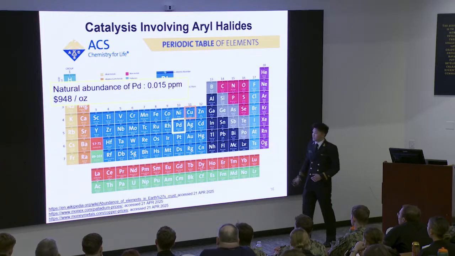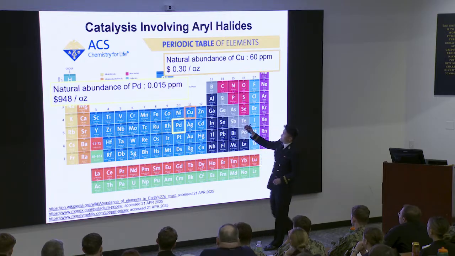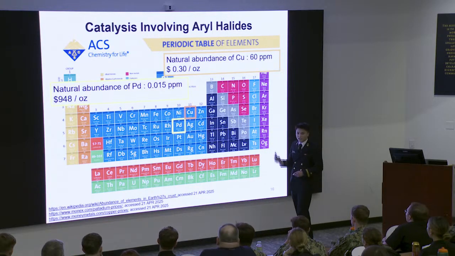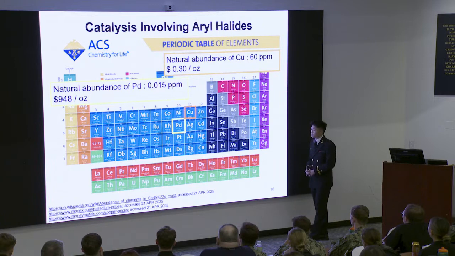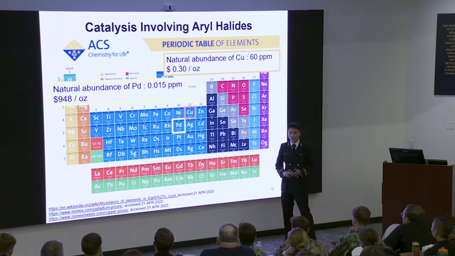To combat this, chemists have been interested in using copper. Copper is naturally high in abundance and therefore only costs 30 cents per ounce. This is a fraction of the price that palladium costs, but copper is typically less reactive with aryl halides like aryl chlorides and aryl bromides.